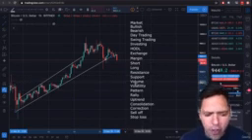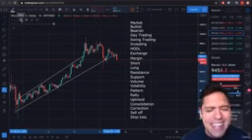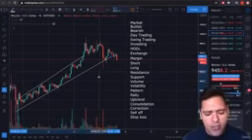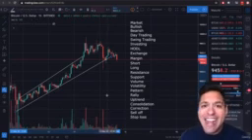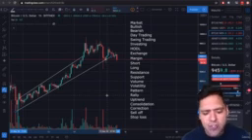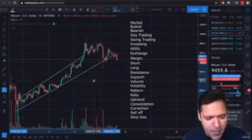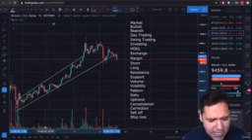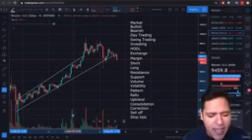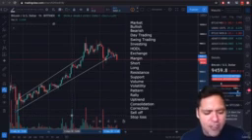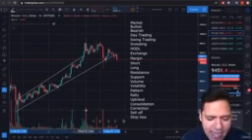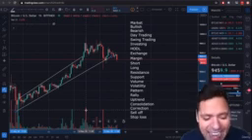Then you have volume. So I'm just going to put a volume indicator on this chart here. This will show you the levels of money being pumped into the asset. Okay, so in this case, the asset is Bitcoin. So as you can see, it can sometimes be low and it can be very high. Now, if it's green and it's very high, that means there's high buying volume. If it's red and it's very high, it means there's high selling volume.